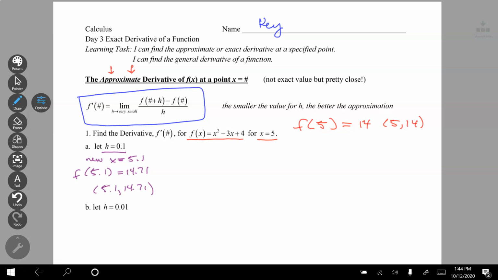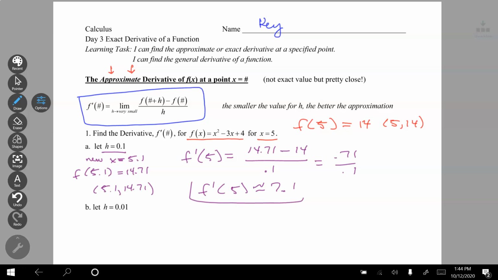And then my approximate derivative, f prime of 5 is equal to 14.71 minus 14 over 0.1, the h value, or 0.71 over 0.1. So f prime of 5 is about 7.1.